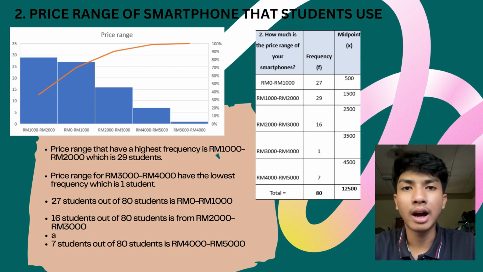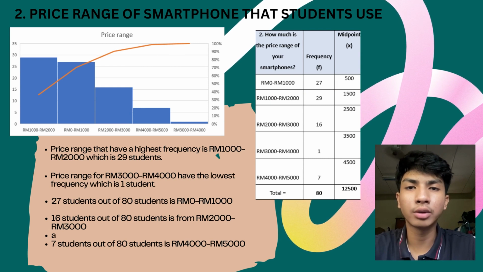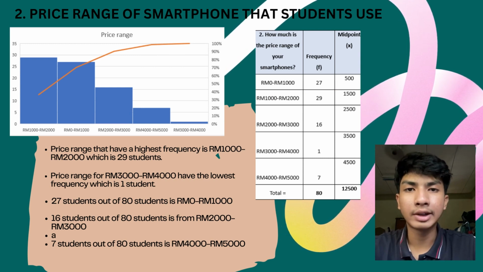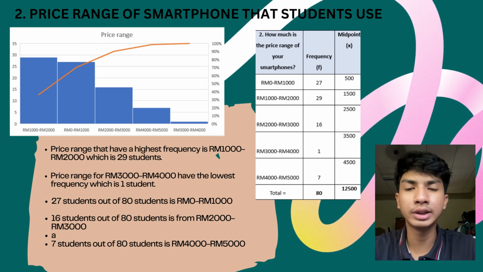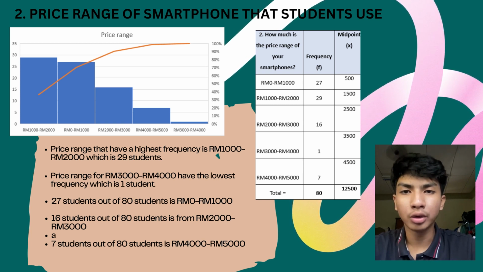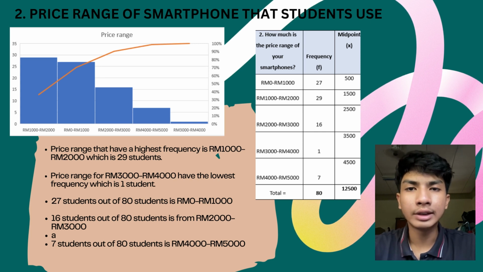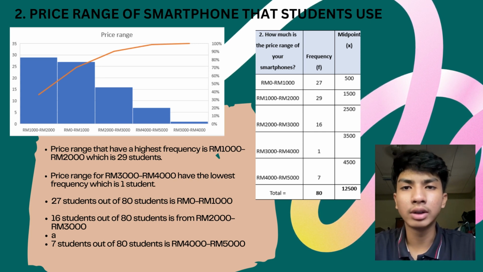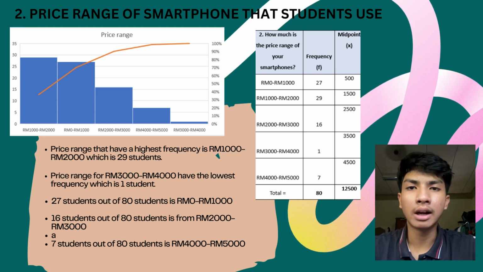The price range that has the highest frequency is RM1000 till RM2000, which is 29 students. The price range of RM3000 till RM4000 has the lowest frequency, which is only 1 student. 27 students out of 80 students are in RM0 till RM1000. 16 students out of 80 students are from RM2000 till RM3000. 7 students out of 80 students are in RM4000 till RM5000.